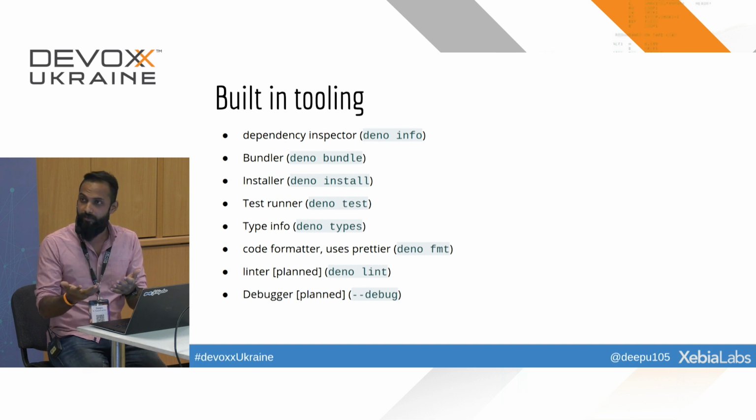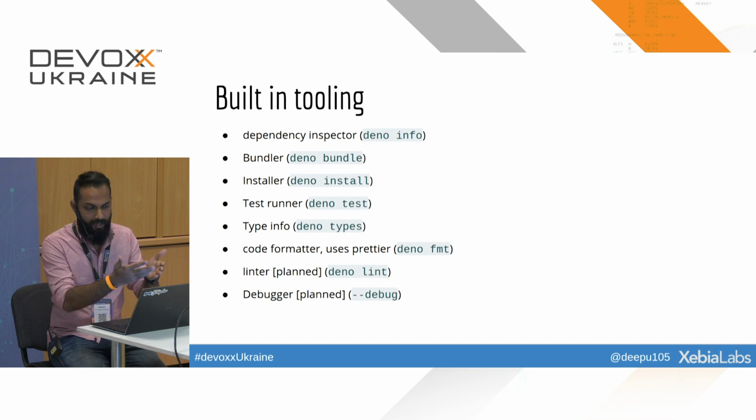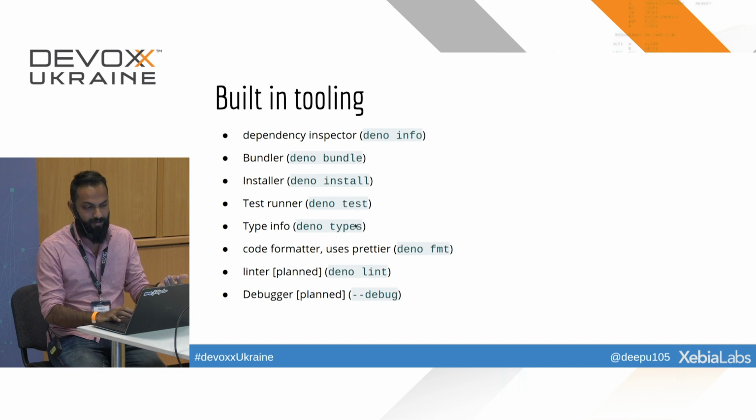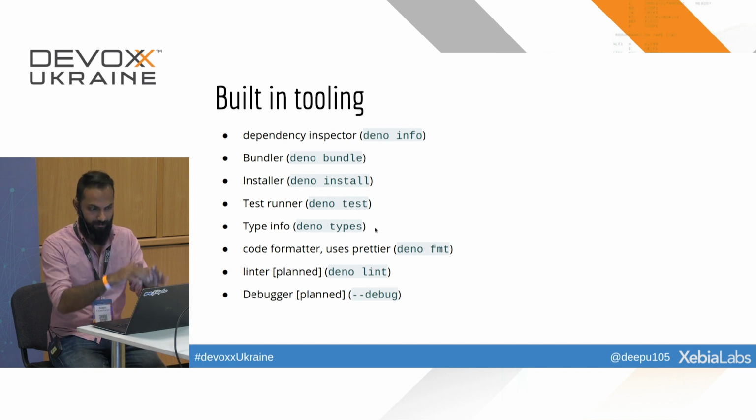Go does it quite well, so this is inspired from that. Rust also does it to an extent. So it has built-in support for testing, installation, bundling, formatting, generating documentation, that is Deno types, and generating your environment info. Soon they are going to add linting and debugging support as well. So built-in tooling is quite nice to have.